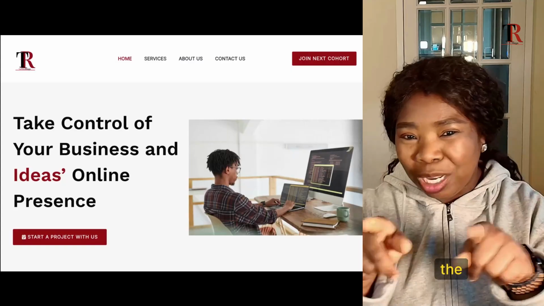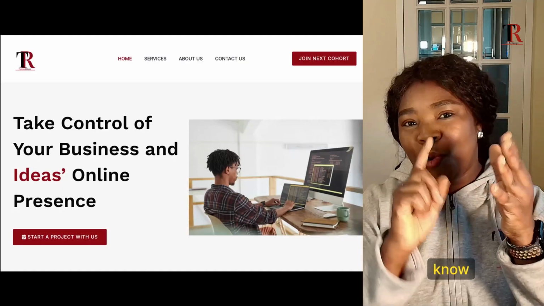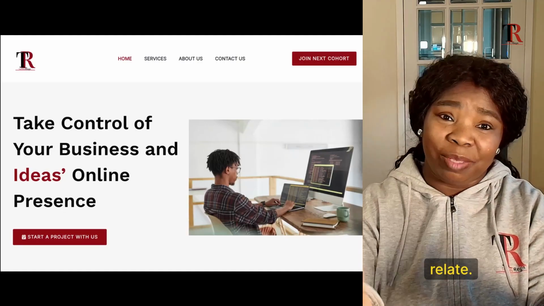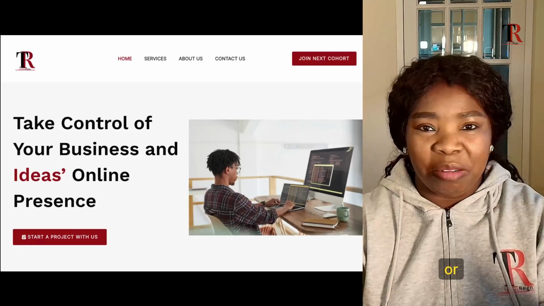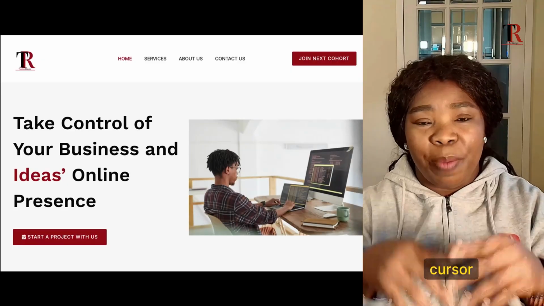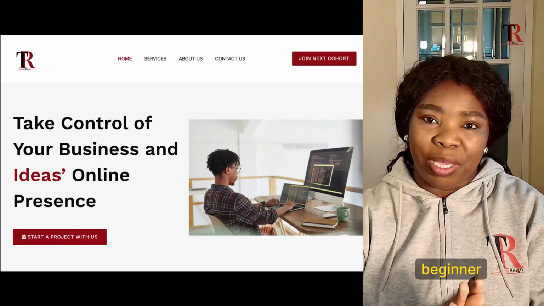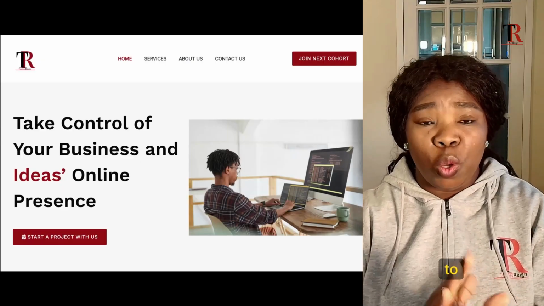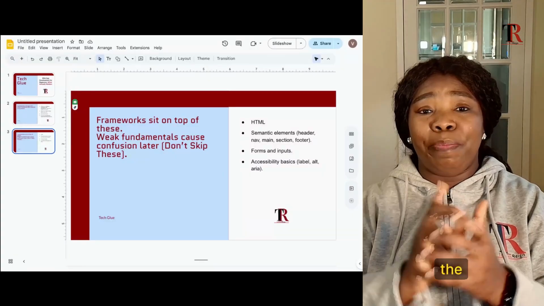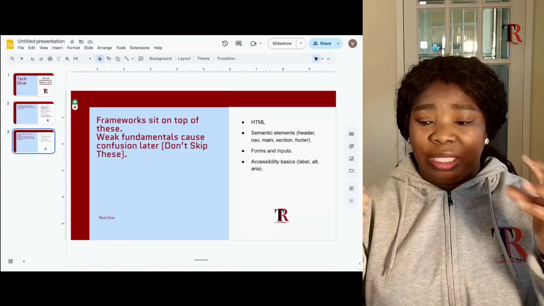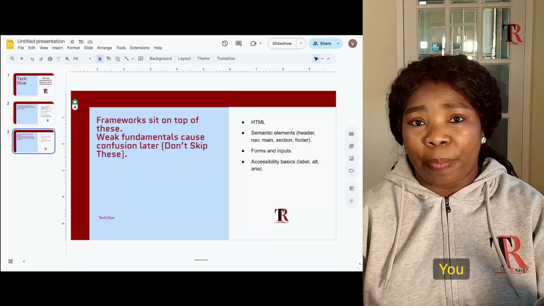You have to know how the people that developed this were thinking when they did it. So if you don't know HTML, you will not be able to relate. Even if AI or ChatGPT or Lovable or Cursor built this for you, how will you explain it? So it is important as a beginner for you to pay attention to HTML. HTML is very, very important. It is the baseline. It is the fundamentals of how an app, a website, anything you want to talk about, name it.